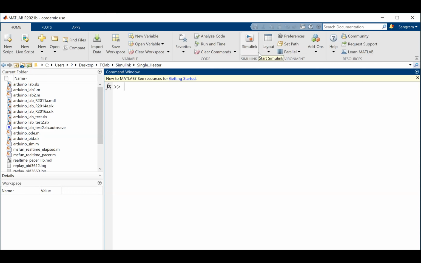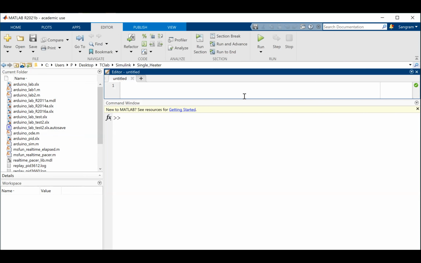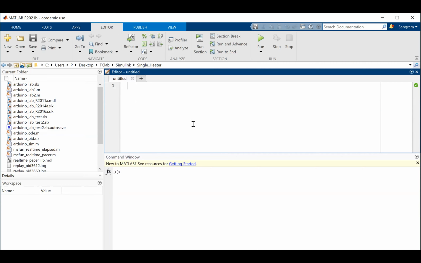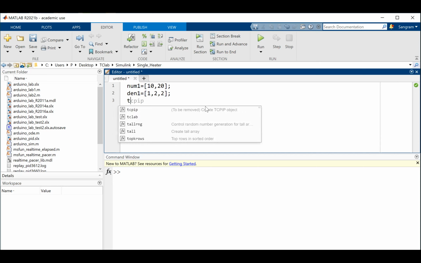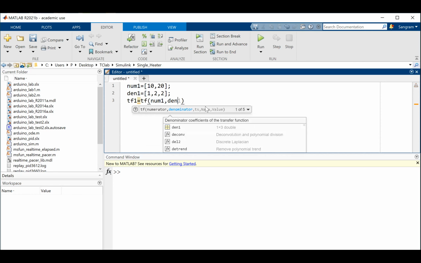Let's take an example where we want to draw the root locus. New script. I'm going to start with the system we are going to solve. Let me say num1 is equal to 10, 20, then den1 is equal to 1, 2, 2. Now I need to do the transfer function. I'm going to say tf1 is equal to tf, which stands for transfer function, num1, den1.